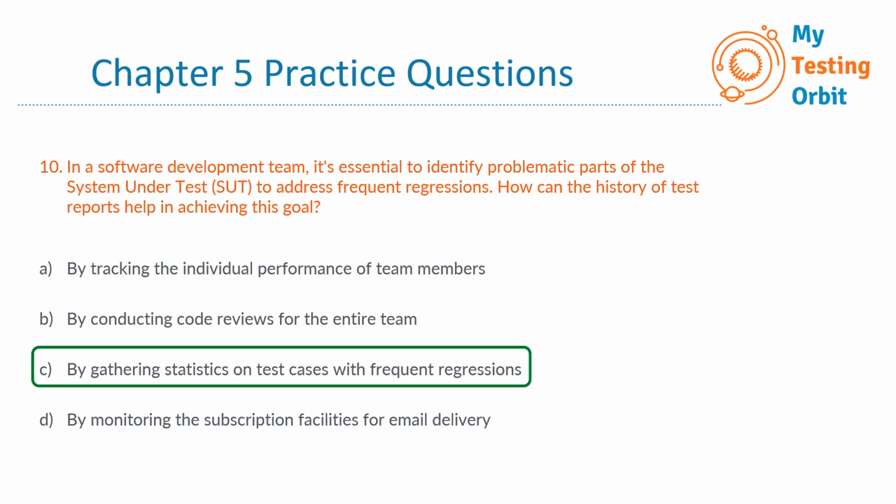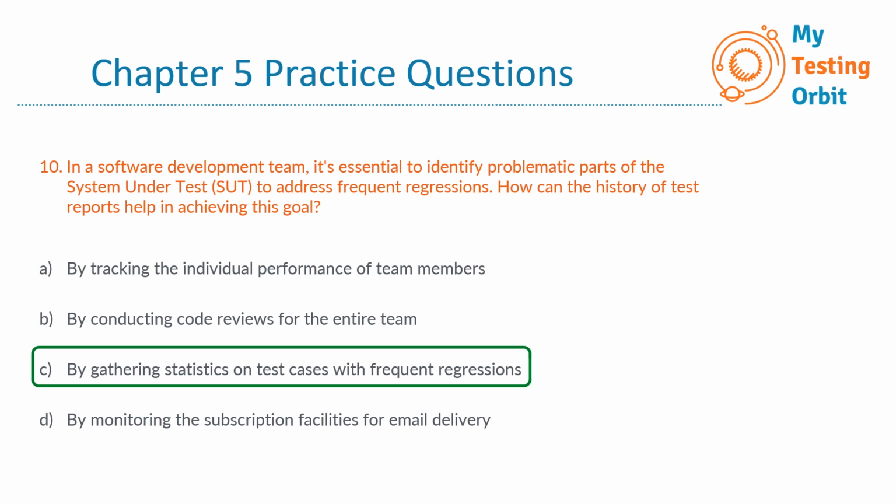And the correct answer is C, by gathering statistics on test cases with frequent regressions. The history of test reports can help in identifying problematic parts of the system under test by gathering statistics on test cases that exhibit frequent regressions. So this data provides insights into the areas of the software that are prone to recurring issues, and it enables the team to focus their efforts on addressing these problem areas and improve the quality of the SUT. So hence this is the correct option.